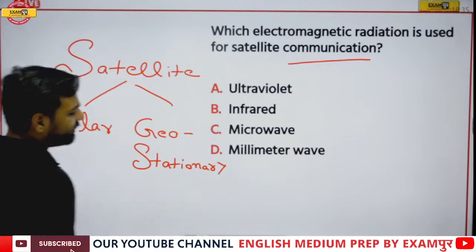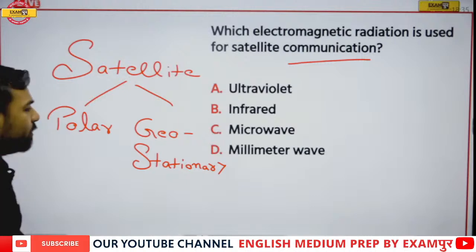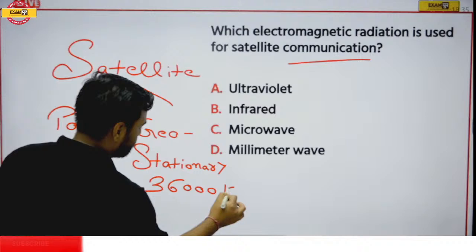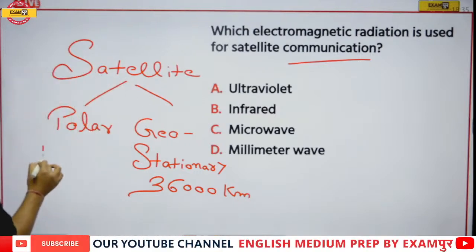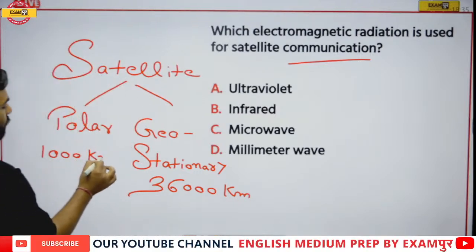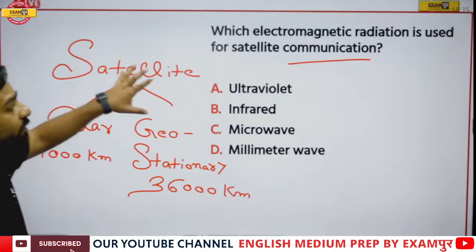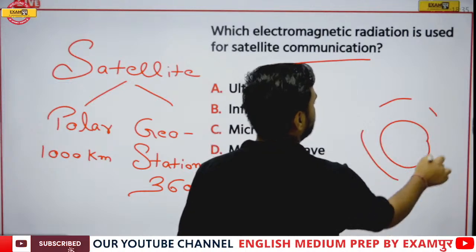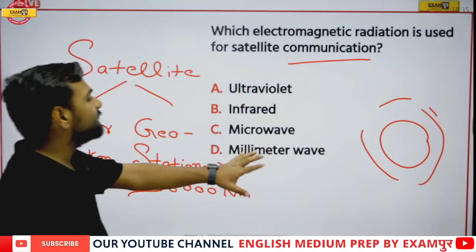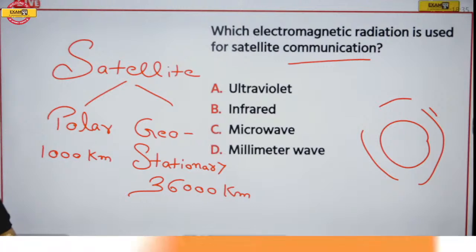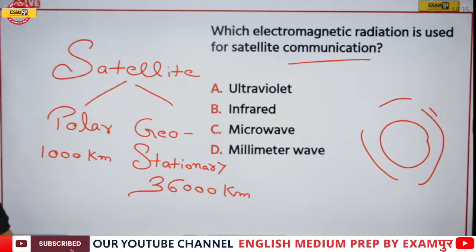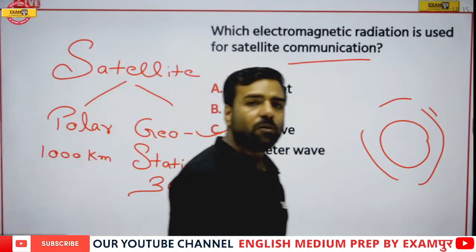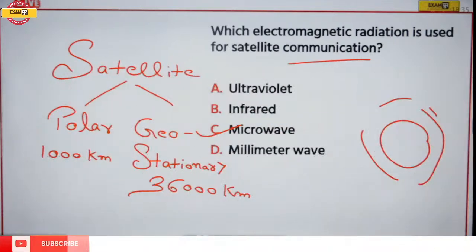But there's a difference in the range of their orbits. Geostationary satellites are at 36,000 kilometers, but polar satellites are around 1,000 kilometers. Since we are talking about satellite communication, we need to cross the ozone layer which is present here, correct? So please remember, the electromagnetic radiation which is used here would be microwave. That is option number C will be correct over here.